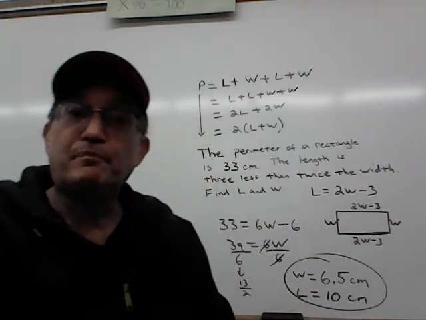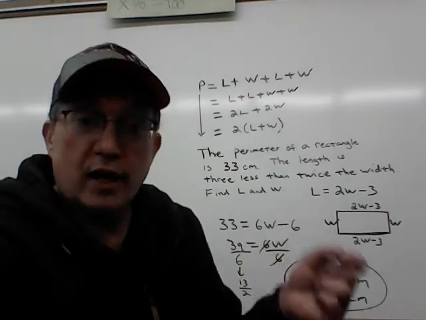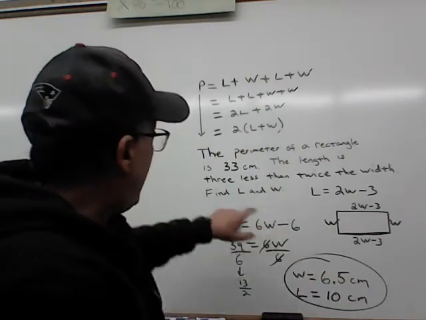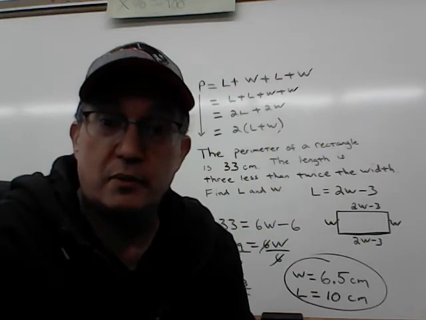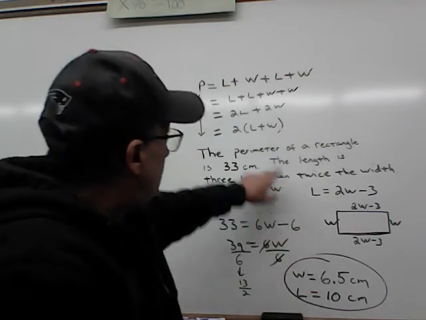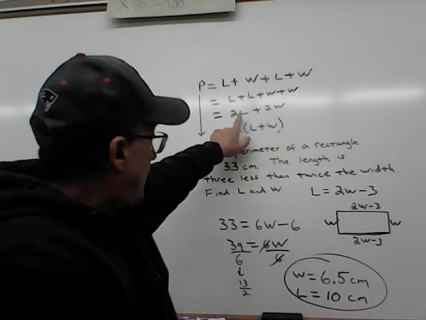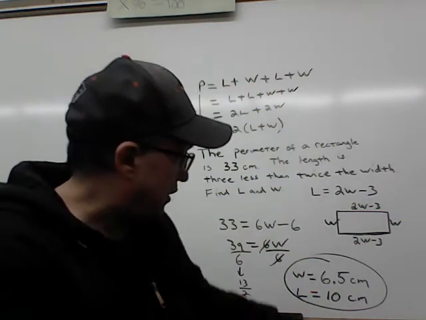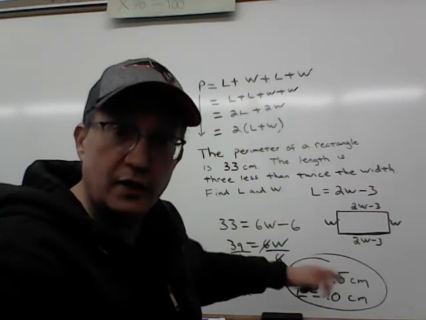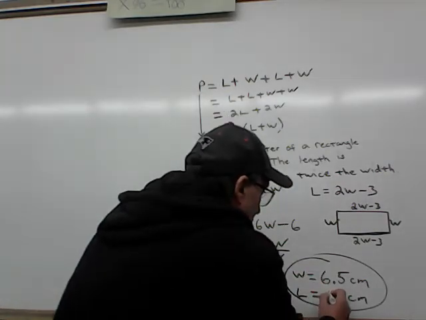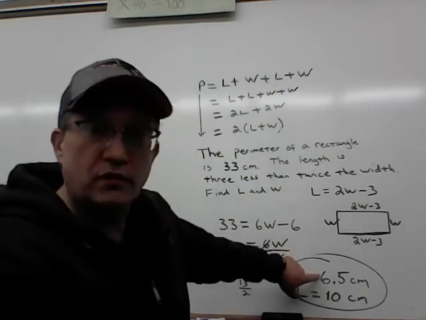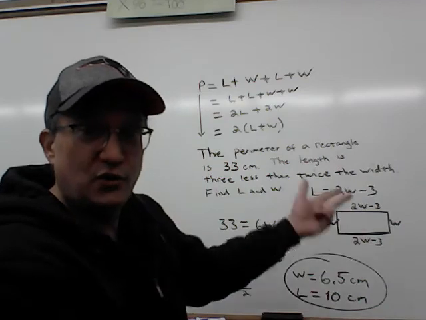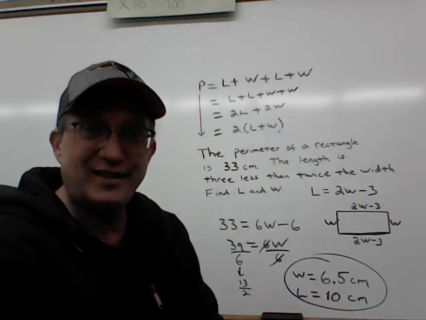There's the solution. Let's make sure that a rectangle that is 10 centimeters by 6.5 centimeters does in fact have a perimeter of 33 centimeters. Well, let's double each of them. Let's multiply the length by 2 and the width by 2 and then add those results together. 2 times L is 20 centimeters. And 2 times 6.5 is 13. So we have 20 plus 13, 33 centimeters. That's it. You see how easy?